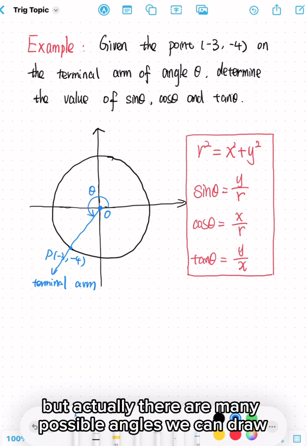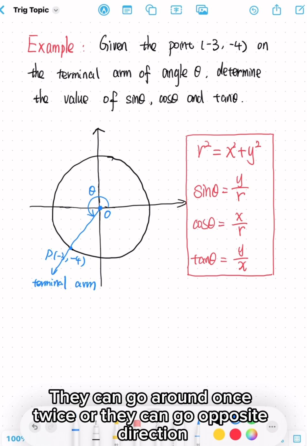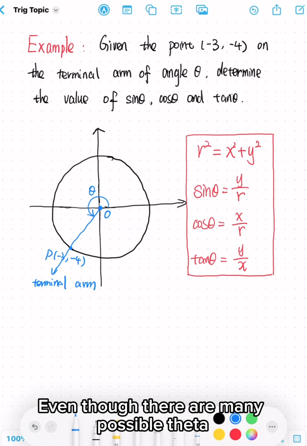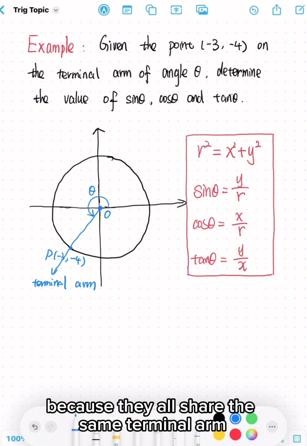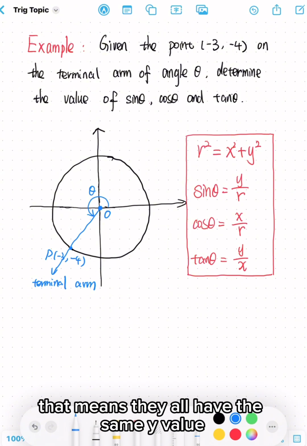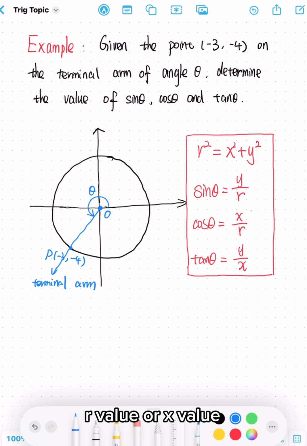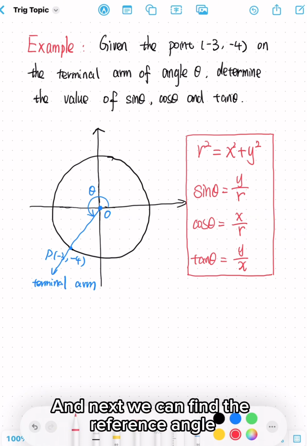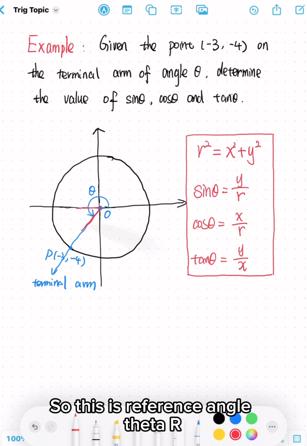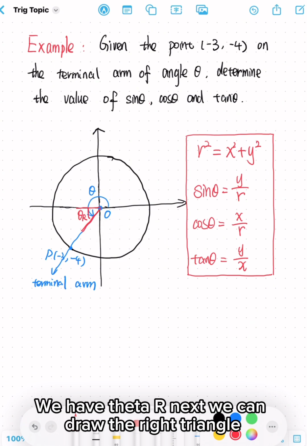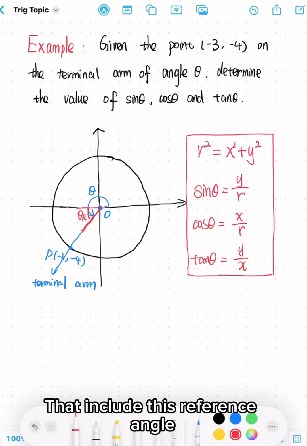But actually, there are many possible angles we can draw. They can go around once, twice, or they can go in the opposite direction. Even though there are many possible theta, they all have the same trigonometric ratios because they all share the same terminal arm. That means they all have the same x value, y value, and r value. Next, we can find the reference angle. The reference angle is between the terminal arm and the x-axis, so this is reference angle theta r. Next, we draw the right triangle that includes this reference angle.